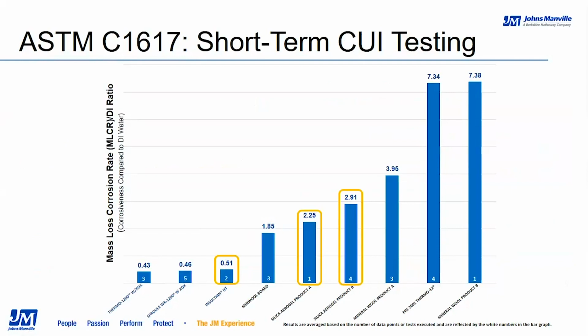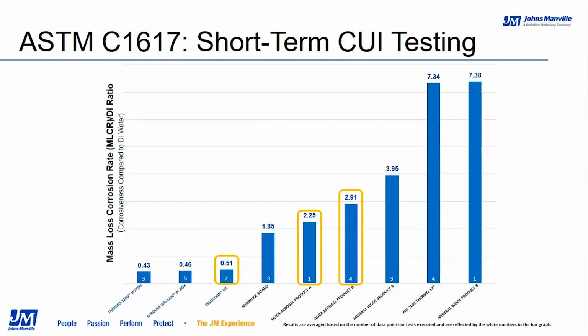In this analysis method, the insulation's MLCR as a ratio of DI's MLCR is not actually written into the ASTM C1617 test procedure. This is something that we've provided as a baseline of comparison so you can compare the insulation materials with each other. Now, in this graph, the higher the ratio, the more corrosive the material is to carbon steel. And so you can see, starting from left to right, you're looking from least corrosive to most corrosive. The data circled in yellow are the thin blankets, and InsulThin is the one on the farthest left, and it is about half as corrosive as deionized water in this graph.